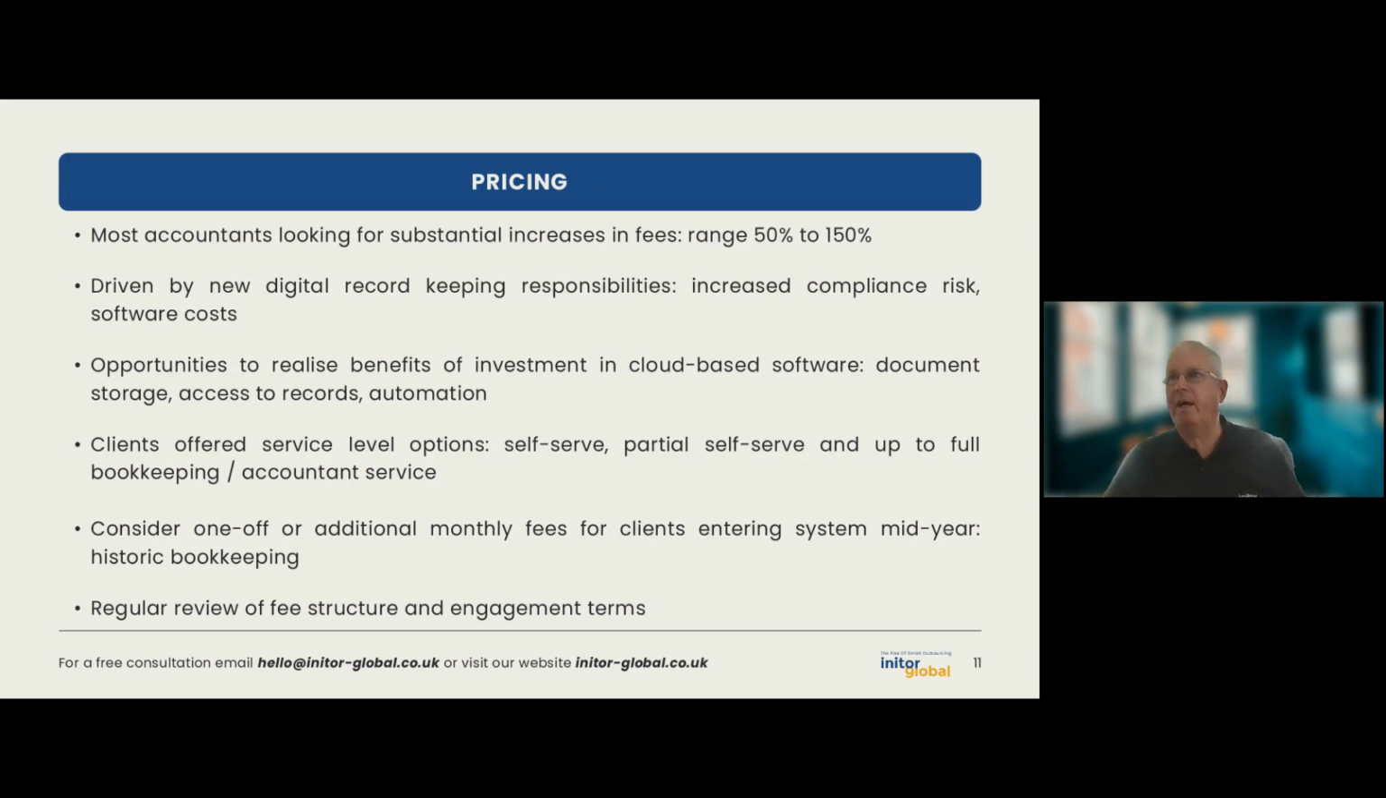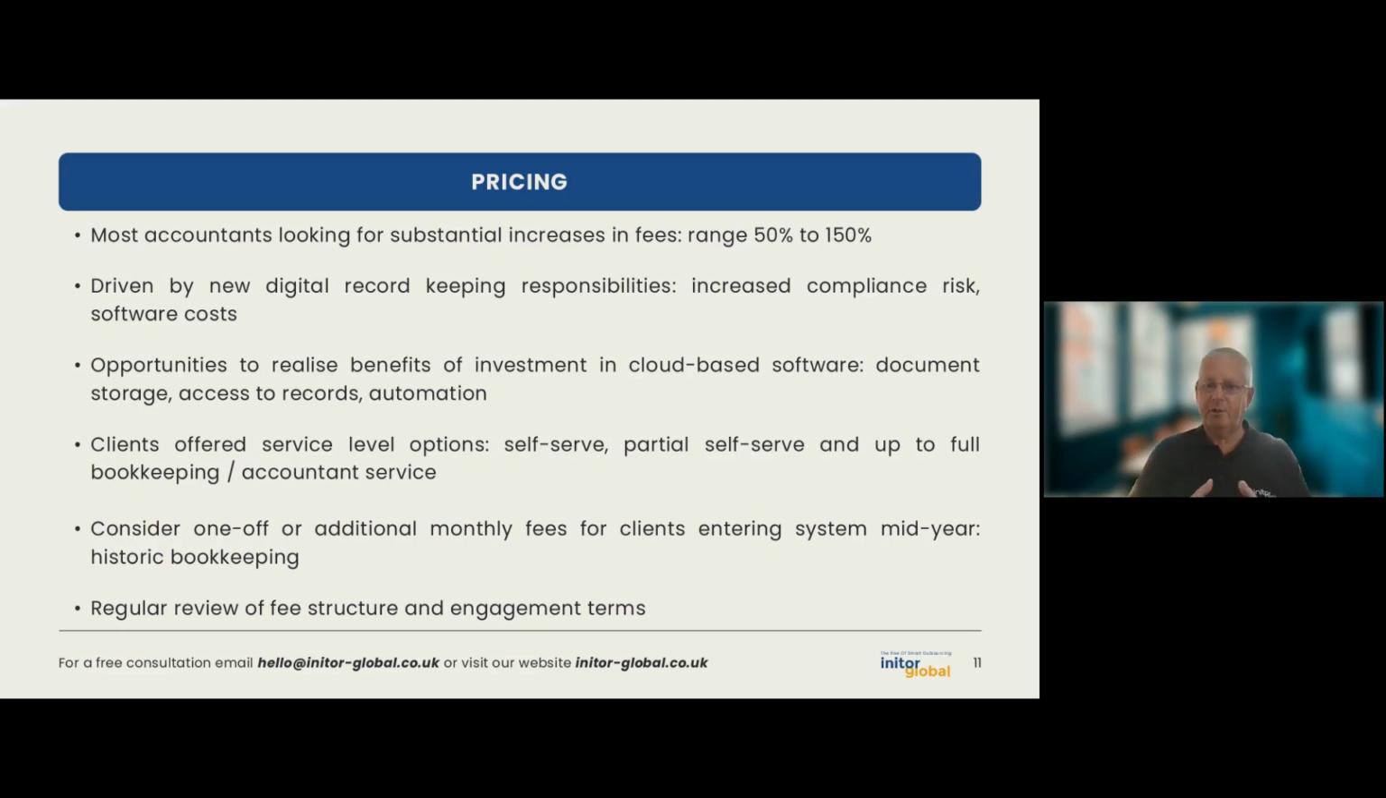And then we move on to pricing. Most accountants will be looking for a substantial increase in fees. Speaking to some of our clients, a typical full package of bookkeeping, filing, final submission and self-assessment preparation is likely to be in excess of £1,000 per annum, which is a substantial increase for many clients who just simply relied on a self-assessment tax return towards the end of the year. This is all driven by new digital record keeping responsibilities, increased compliance risk and software costs.